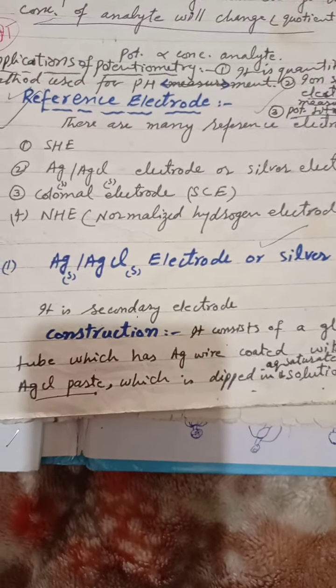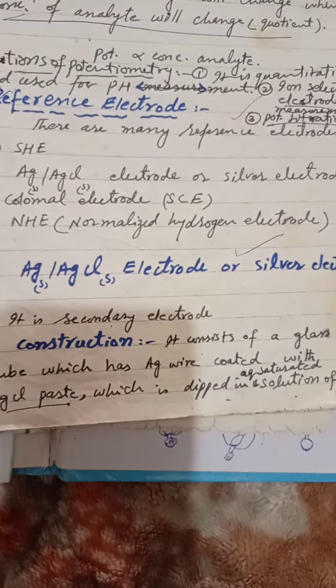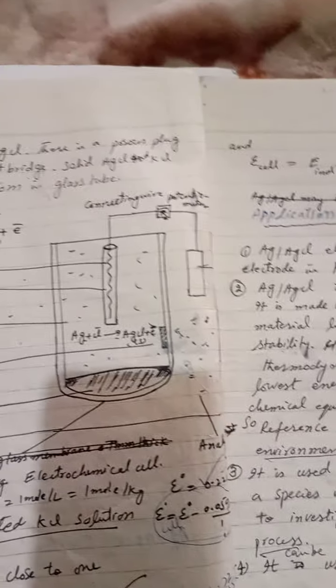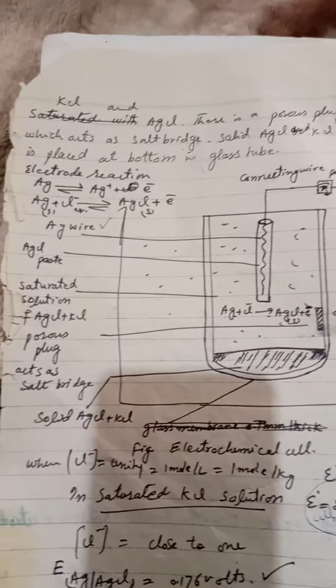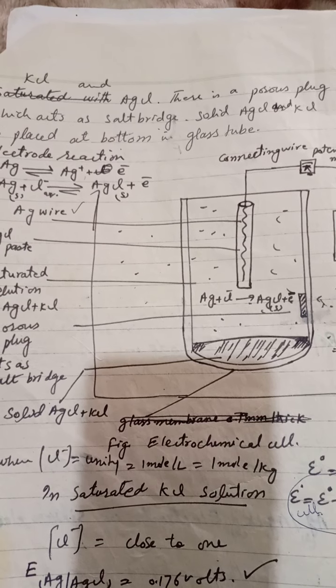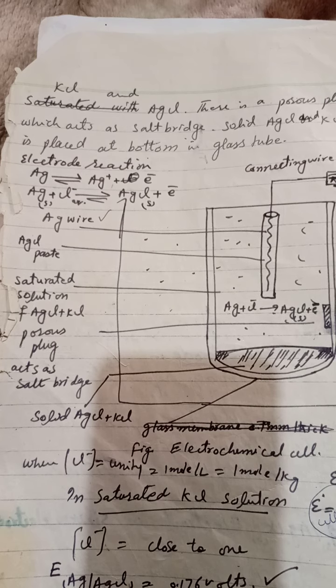KCl and AgCl, silver electrode. It consists of a glass tube which has Ag wire coated with AgCl paste, which is dipped in an aqueous solution of AgCl and KCl. There is a porous plug which acts as a salt bridge. Solid AgCl and KCl is placed at the bottom in the glass tube.